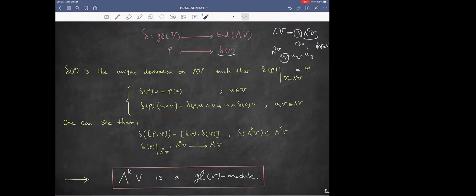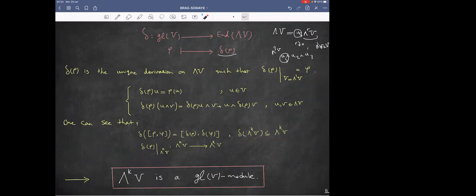Okay, you can easily check that delta is an algebra homomorphism. It sends bracket to bracket. I mean, delta of the commutator of phi and psi is the commutator of delta phi and delta psi. Since delta sends the first degree to the first degree, it preserves the first degree, and so it preserves all the other degrees of exterior power.